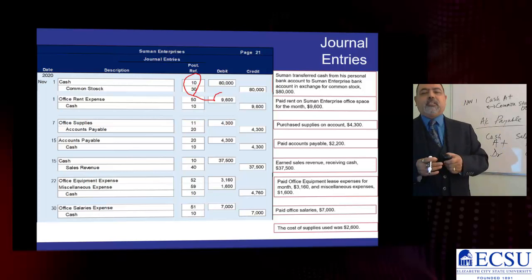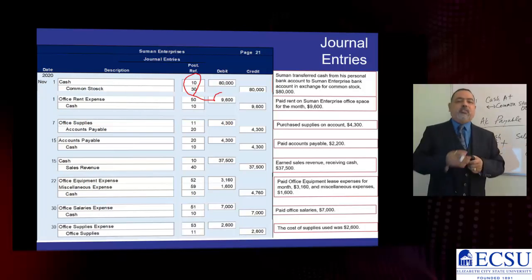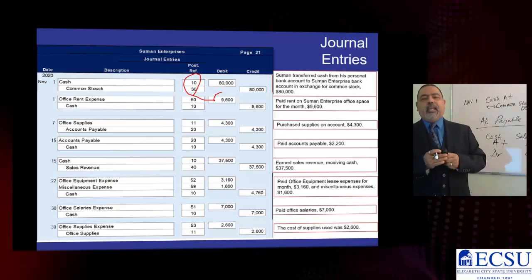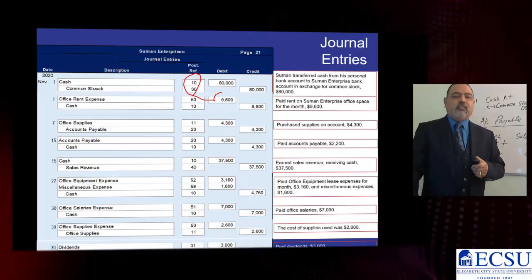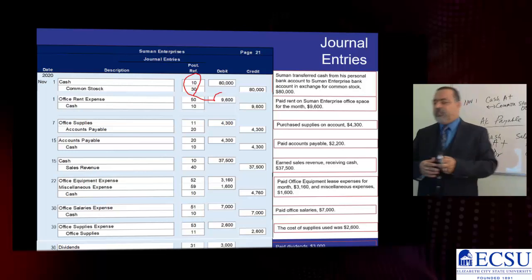The second last is cost of supplies used, which was 2,000. Of course, since I have used the supplies, I'll have to credit the supplies because the balance of that account is going down, and an expense has to be created. So that is 2,600. And the last item was paid dividends 3,000. So your journal would be dividends account to cash account 3,000. So these are the journal entries that we have done.